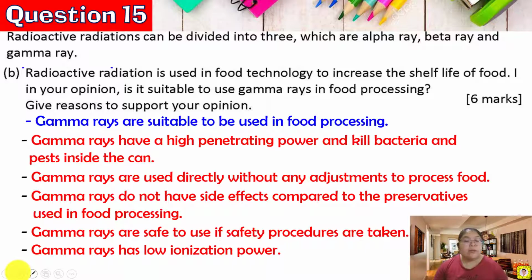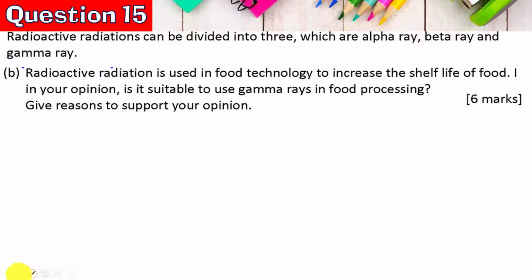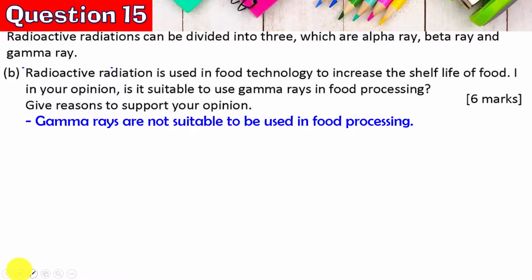From this one question, you can also answer with the opposite opinion. You say that gamma ray is not suitable for food processing. Okay, let's see how to answer. So from here you can see, in the first part, you say gamma ray is not suitable for food processing.